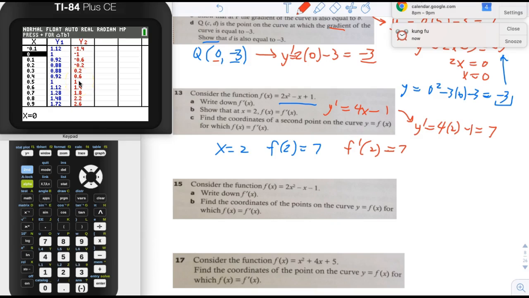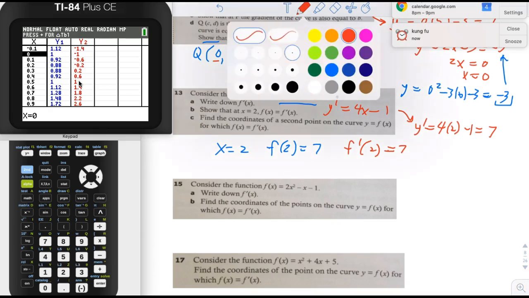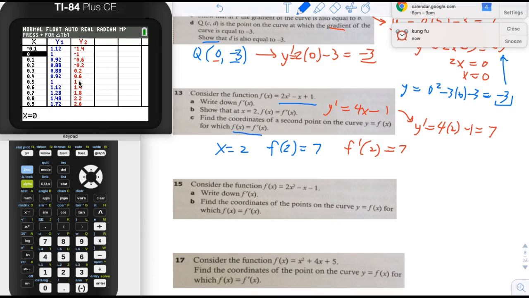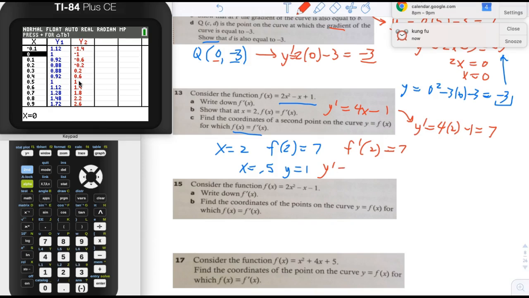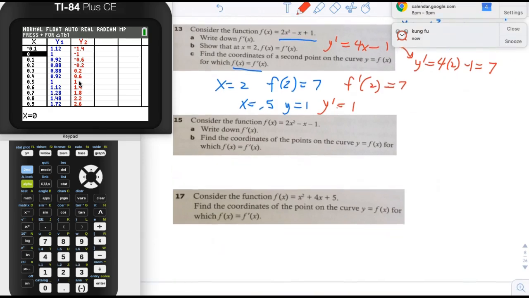Okay, so the second point where f and f dash are the same is x equals 0.5 and y equals 1. And at that point, the derivative is also 1. Okay? All right, let's go to the next one.